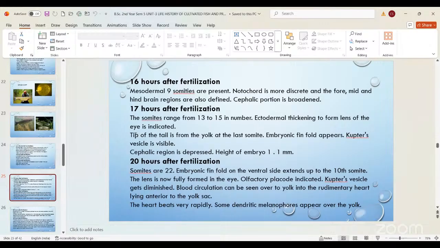20 hours after fertilization, somites are 22. Embryonic fin fold on the ventral side extends up to the 10th somite. The lens is now fully formed in the eye. Olfactory placode indicated. Kupffer's vesicle gets diminished. Blood circulation can be seen over the yolk into the rudimentary heart lying anterior to the yolk sac. Heart beats very rapidly. Some dendritic melanophores appear over the yolk.